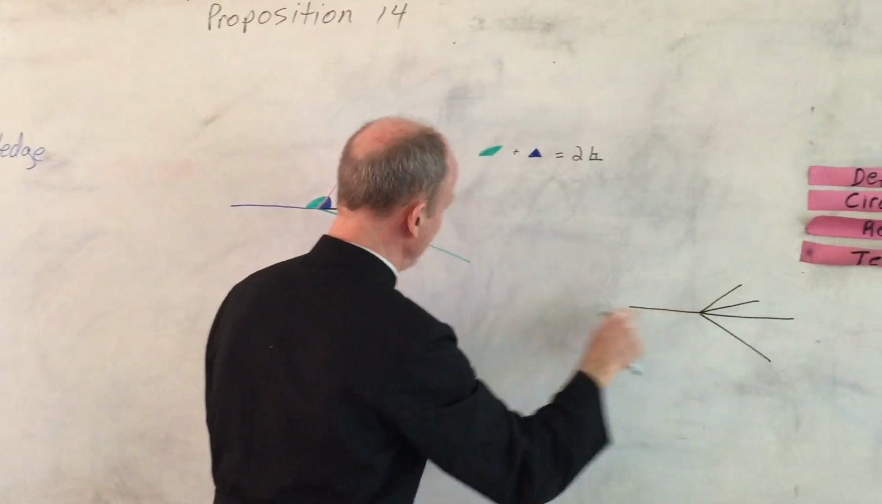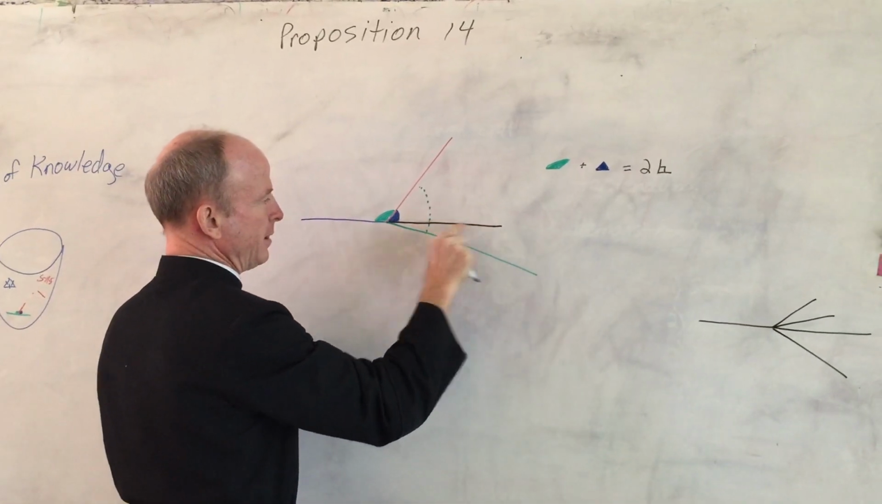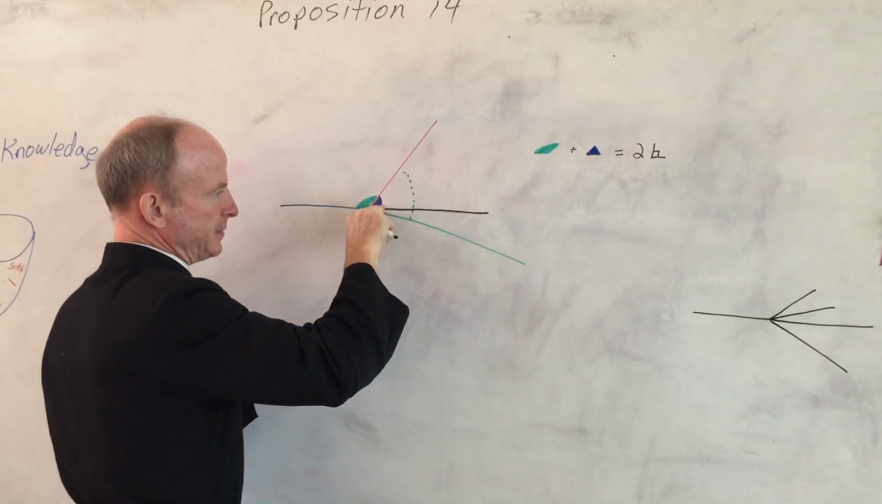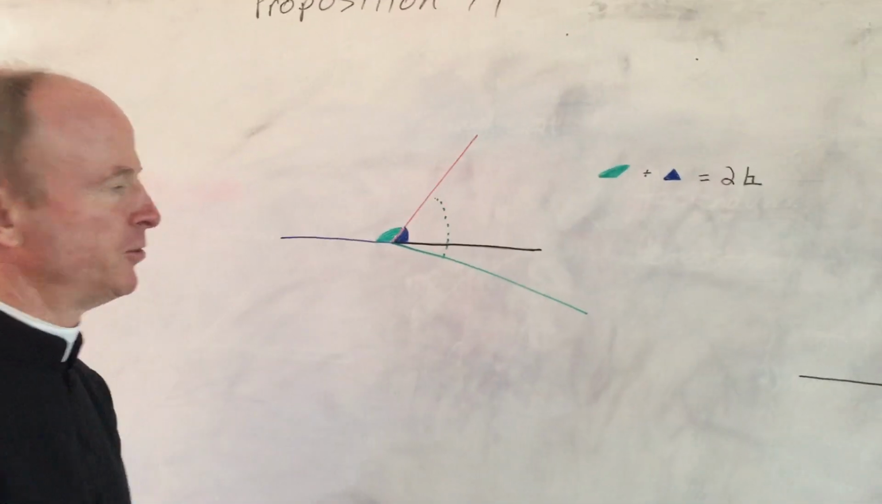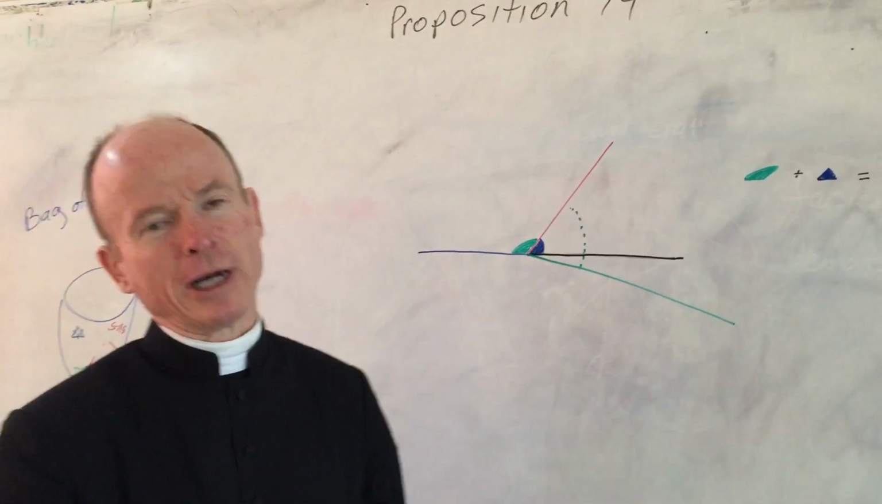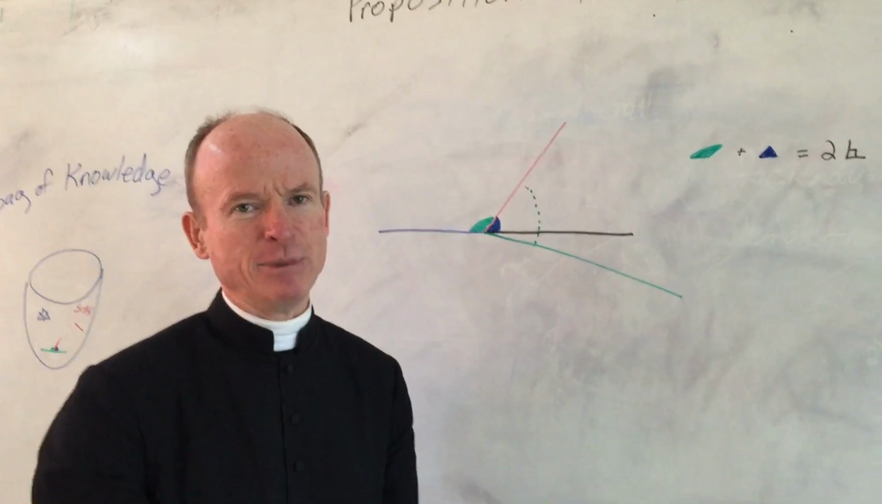So which line do we have? Only this one, and this one are in a straight line with one another because they form adjacent angles equal to two right angles, which was to be demonstrated, or in Latin, quod erat demonstrandum.